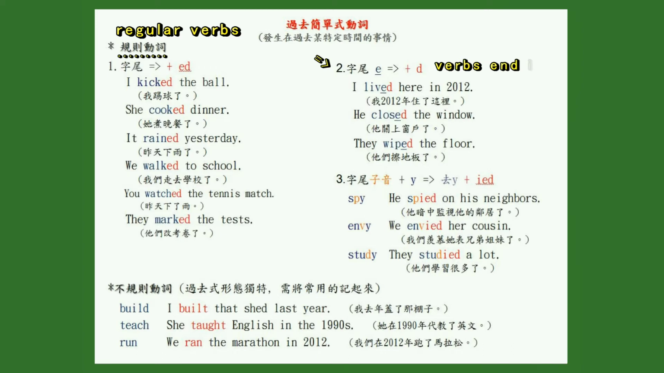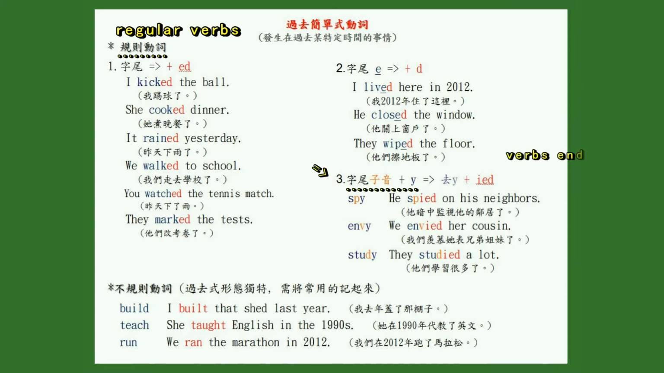We need to pay extra attention to verbs that end in an e, such as live, close and wipe. With these verbs, we use the infinitive form of the verb, but we only add a d. For example, I lived here in 2012. He closed the window. They wiped the floor.